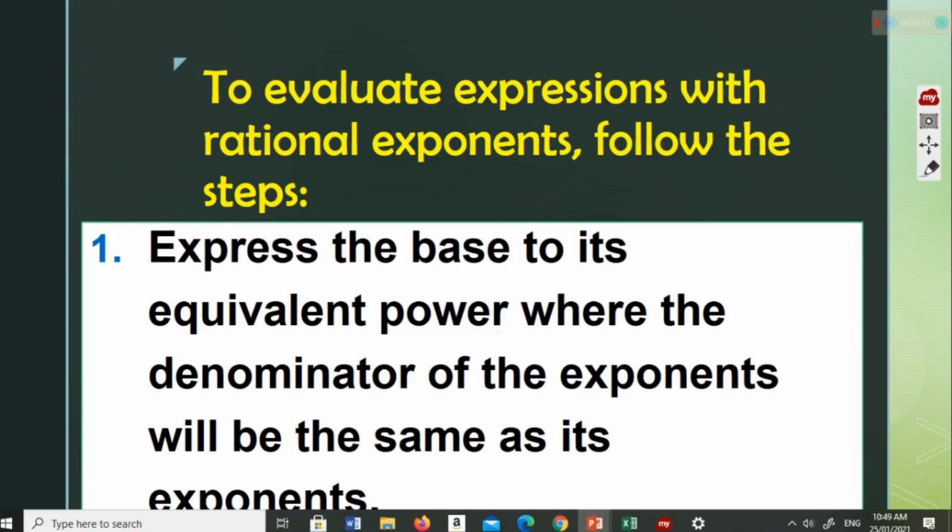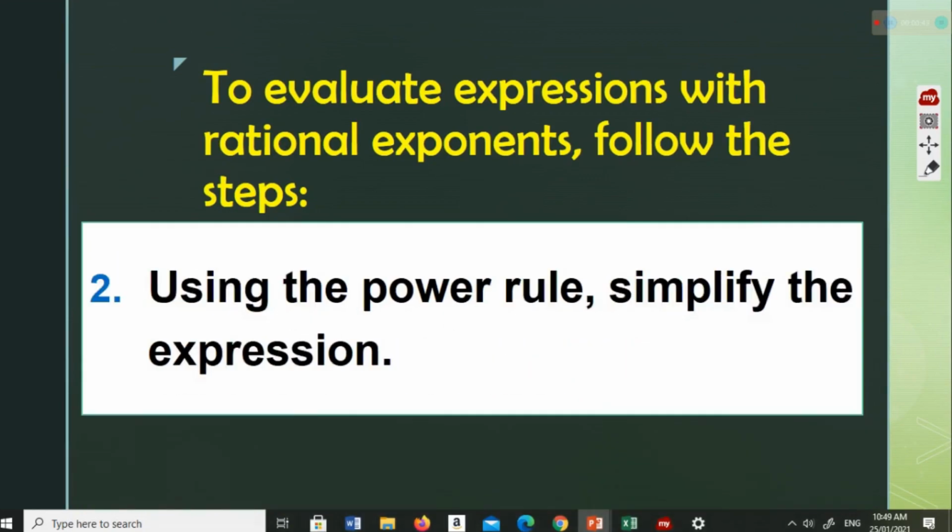Number 1, express the base to its equivalent power, where the denominator of the exponent will be the same as its exponent. Later, I am going to show you an example. And then, using the power rule, simplify the expression.